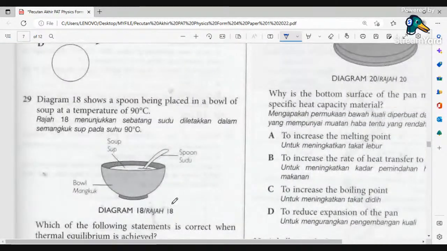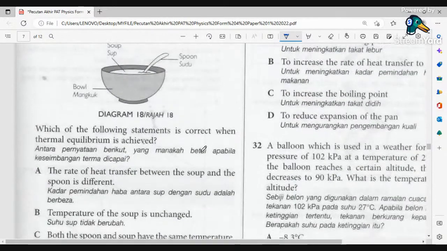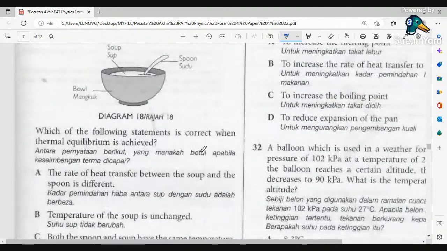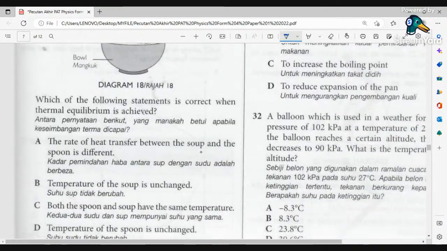Okay, number 29, topic heat. A spoon placed in a bowl of soup, temperature 90. Which of the following statements is correct when thermal equilibrium is achieved? Thermal equilibrium, apa konsep ini? Okay, heat transfer between two objects become equal. Net rate of heat transfer 0. Temperature becomes same.